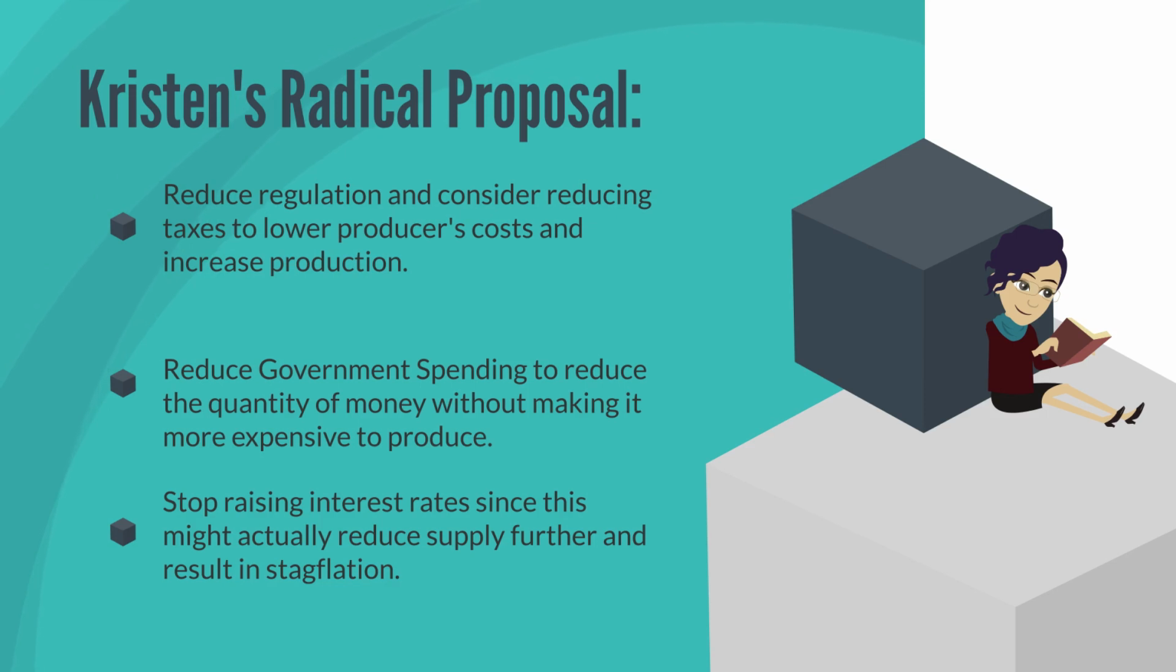Further, we could reduce government spending to help reduce inflation without affecting producers as much. And you are proposing a radical idea, that raising interest rates might actually decrease supply further by making it more expensive to do business. Wow! That's a lot you've covered in just 10 minutes.